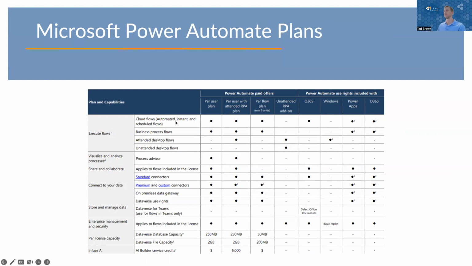You can see you have the cloud flows, creating the automated, instant, and scheduled flows. That's what I'm talking about here, building out those redundant tasks you're doing on a daily basis. That's already built in here. Now, if you want to get into a per user plan or a per app plan, those can range from $5 per person up to $20 per person, or you can do a per use flow.